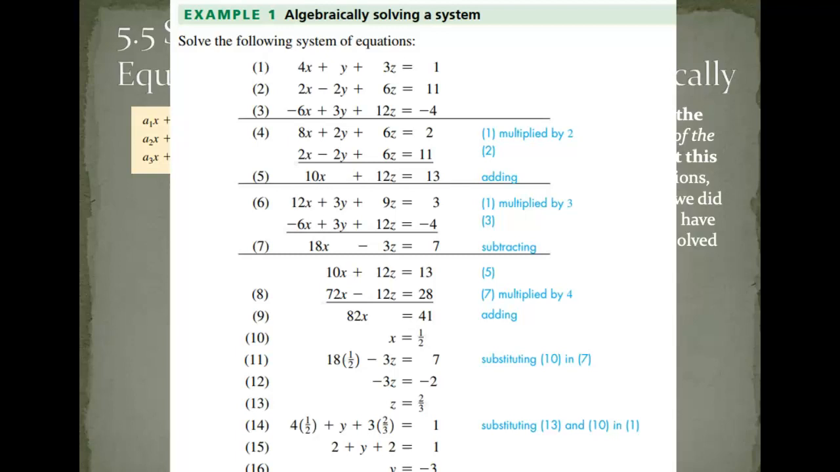And so I want to take that second equation and multiply it by 4, so I can add those together and get 82x equals 41. Divide 41 by 82, so my answer for x is 1/2. And then I can go back and plug in 1/2 in one of the previous equations and find the answer for z is 2/3. And then go back and plug the 1/2 and 2/3 into one of the previous equations, and find out that my solution for y is -3. So my final answer is x equals 1/2, y equals -3, and z equals 2/3.